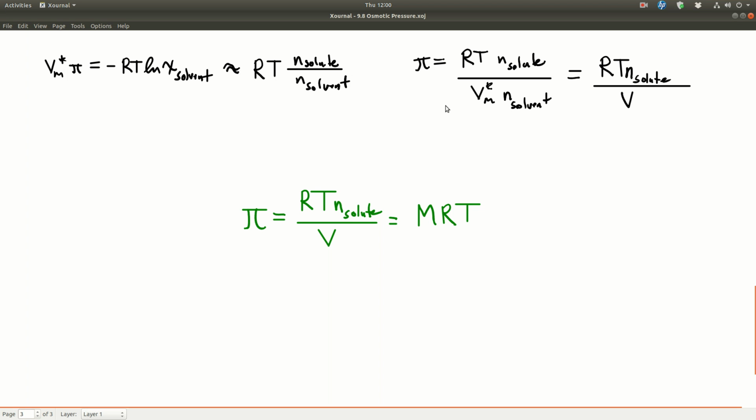Now, the molar volume of the pure solvent times the moles of the solvent is just the volume of the solvent. But that's going to be basically identical to the volume of the solution, because it's a dilute solution and the solute is not going to change the volume very much at all. So we can just write V down here. And so we get osmotic pressure is equal to RT times moles of solute over the volume of the solution, which is the same. The moles over the volume is the molarity. So it's a real simple equation. Osmotic pressure of a solution is equal to the molarity of that solution times R times T.